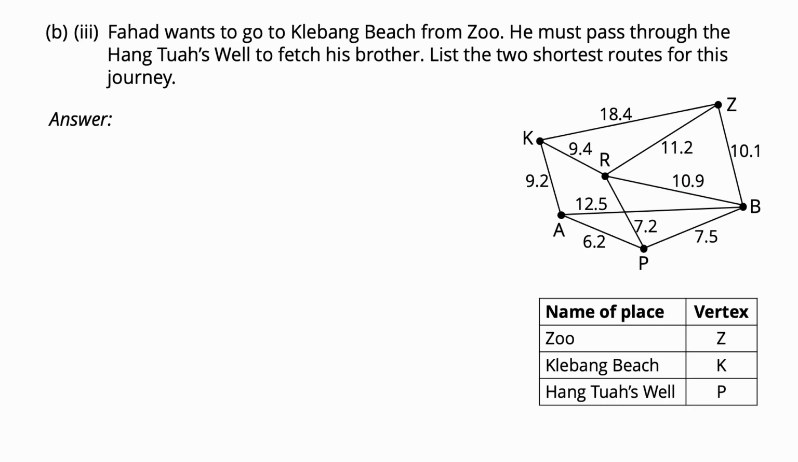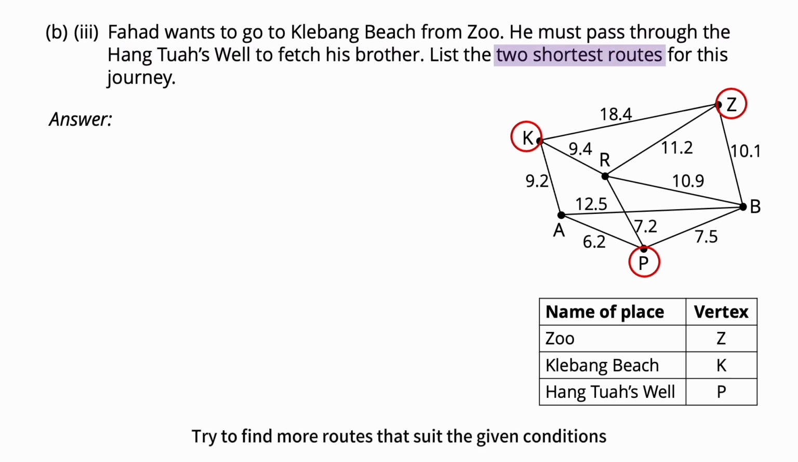B3. Fahad wants to go to Klebang Beach from Zoo. K represents the Klebang Beach. And Z represents the zoo. He must pass through the Hang Tuah as well to fetch his brother. P represents Hang Tuah as well. List the two shortest routes for this journey. Try to find more routes that suit the given conditions.